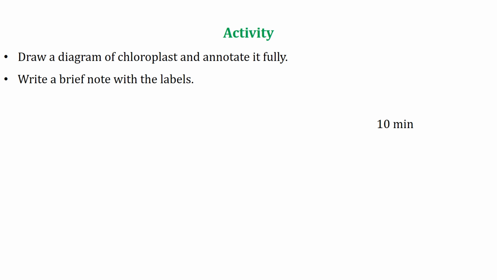Now it's your turn. Activity time. Please draw and annotate a detailed diagram of the chloroplast. Label all the structures we have discussed: envelope, stroma, thylakoid, lumen, grana and lamella. Also, write a short note describing the function of each label. You can have 10 minutes for this task. Pause the video if you need more time.